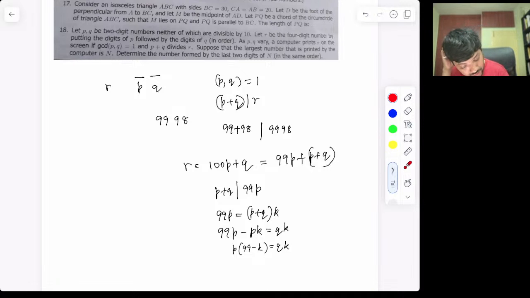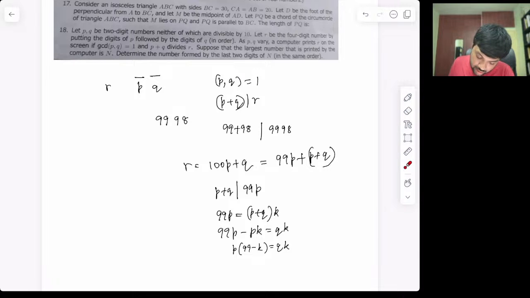99, 98 is not the best possible. Does that work, by the way? 99, 98, what goes wrong? 197, does it divide 99 into p? 99 into 99, no. Okay, so therefore what will we do? I think we'll keep reducing until this works or something by trial and error.